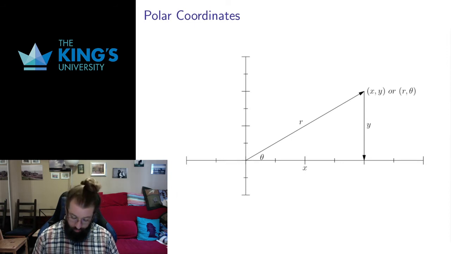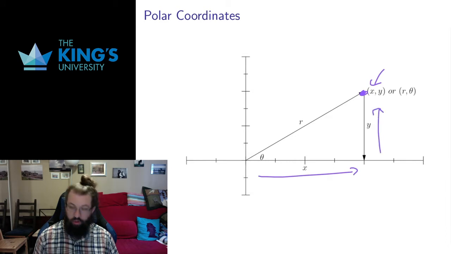So if I have a point in Euclidean space in R2, which is indicated by coordinates x and y, well, that means it's over some distance x and it's up some distance y. That's how we do Cartesian coordinates. Polar coordinates are a way of identifying points. Instead of giving its coordinate over in some direction and up in some direction, I'm going to give two other pieces of information, a radius and an angle.